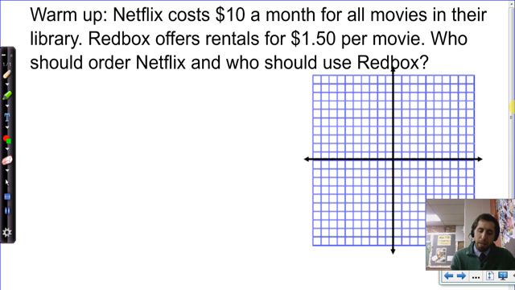The first one, the independent variable, the thing that you're going to change most often, is going to be the number of movies you watch. And the second one would be the total price you pay per month. So the number of movies per month and the price you pay per month.